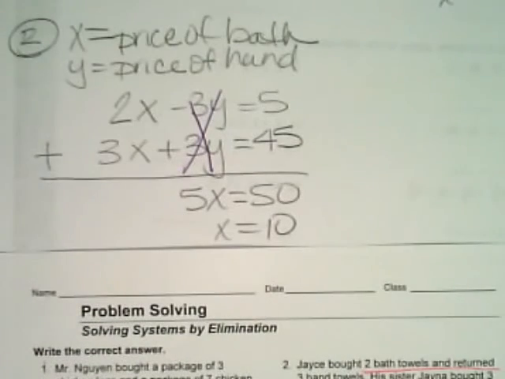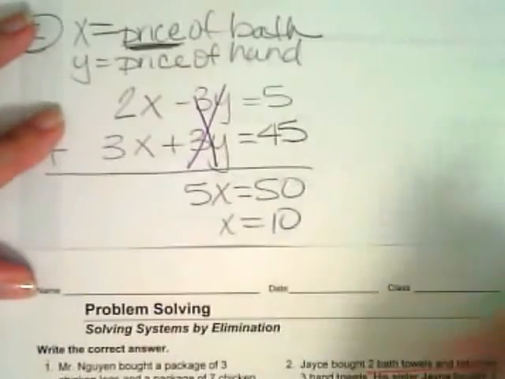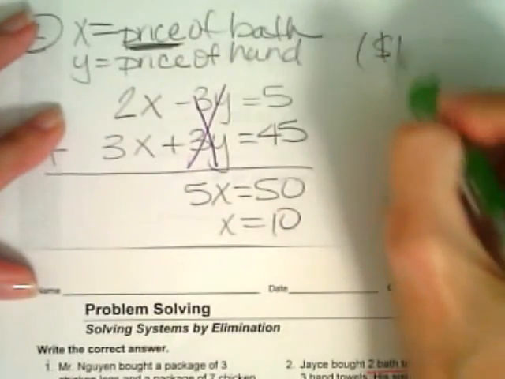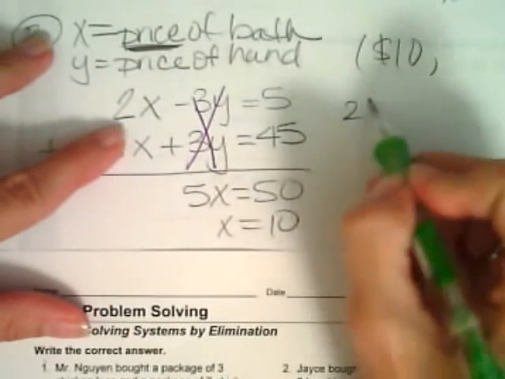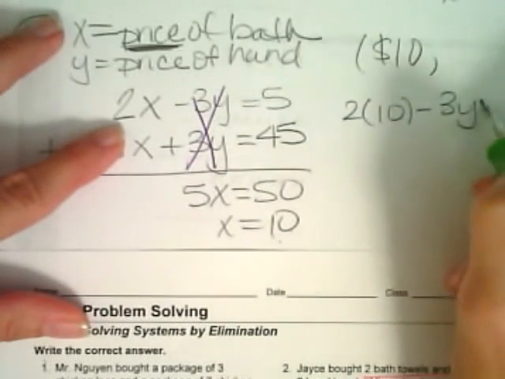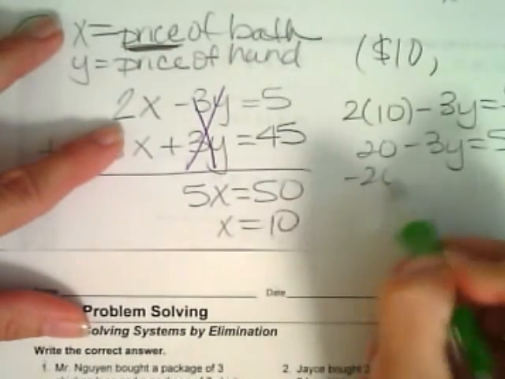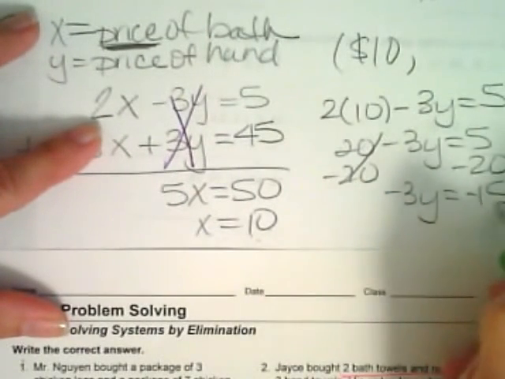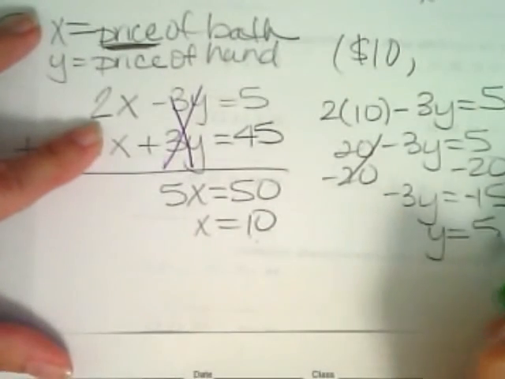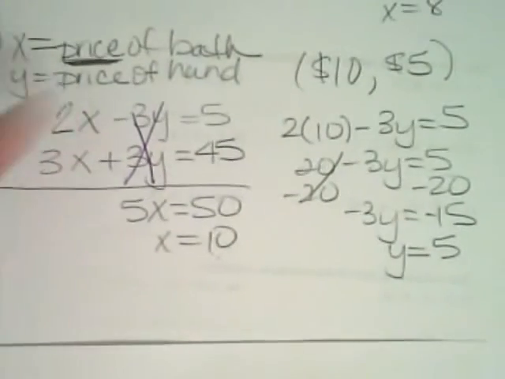Pork chops, houses? You need to go back up and say, well, how did I define x? It's the price, therefore x is a dollar amount. So if x is $10, plug it back in. You get 20 minus 3y is equal to 5. Get rid of 20. So negative 3y is equal to negative 15. So y is 5, and it's $5.